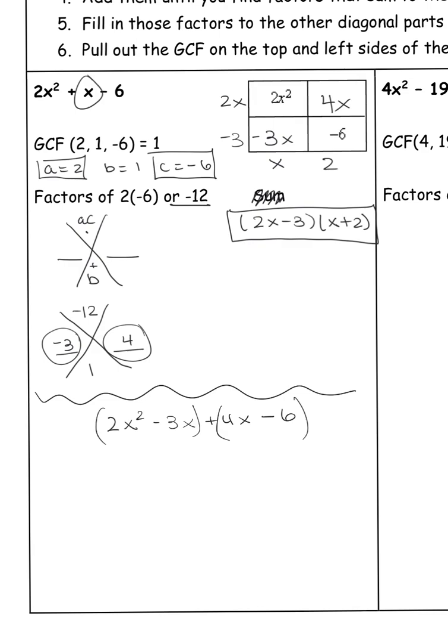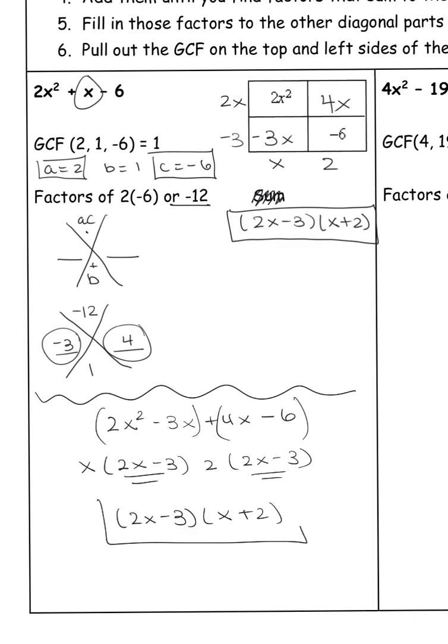My GCF of my first expression is just going to be x, and I'm going to be left with 2x minus 3. GCF of my second term is 2, so I'm going to be left with 2x minus 3. I can see that what's in parentheses is the same. So my factors are 2x minus 3 and x plus 2. So the same thing that we got above, okay?